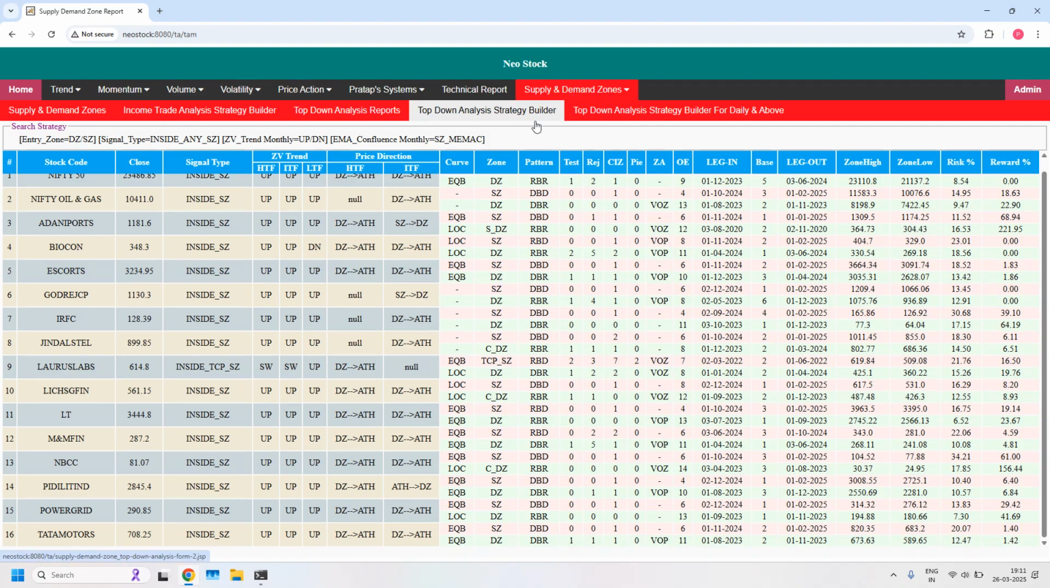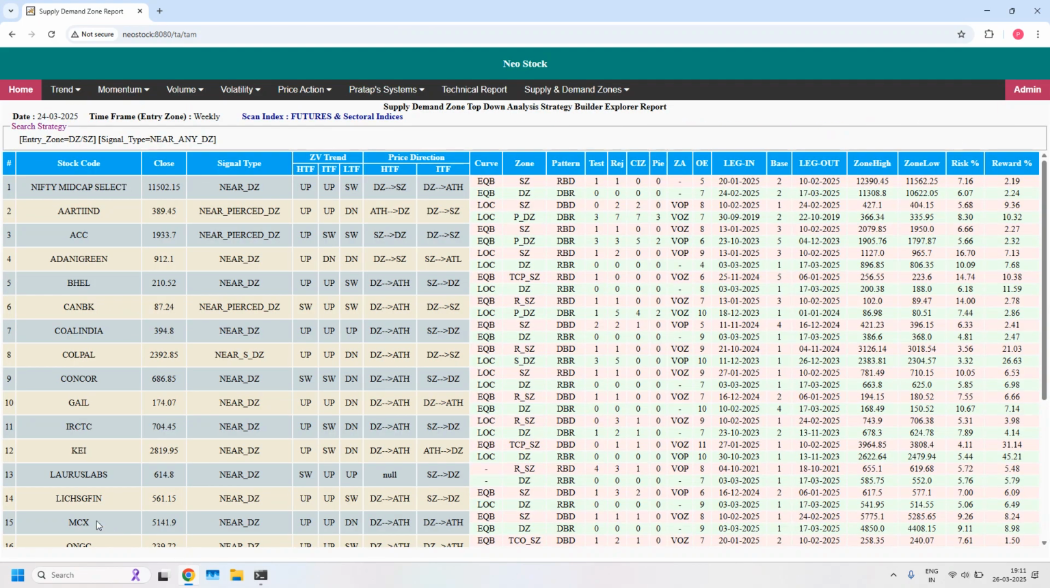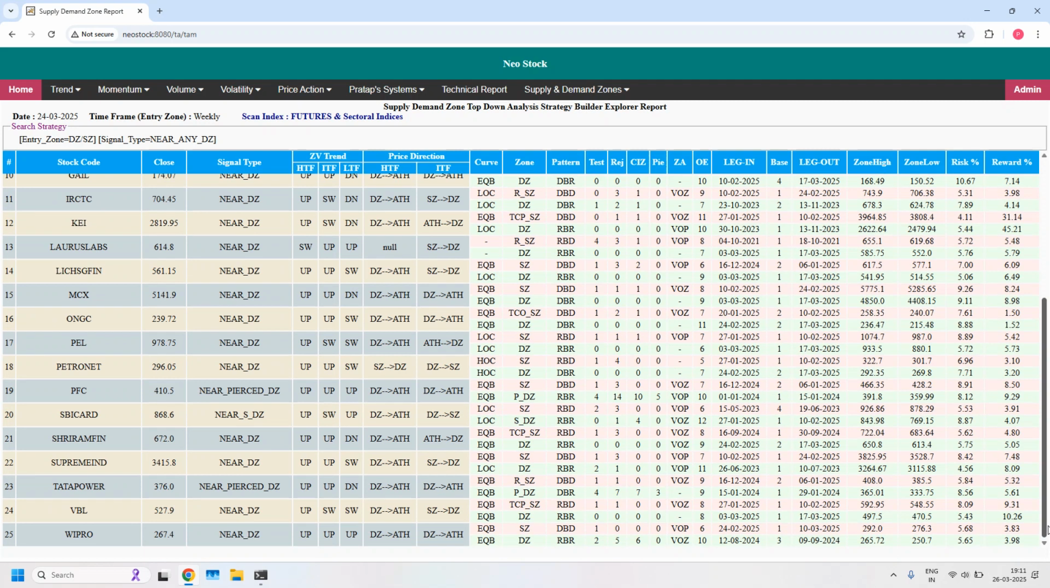Okay, next time frame is weekly. Stocks near weekly demand zone. First 15 stocks in the list. Scrolling the list down. Total 25 stocks are filtered.